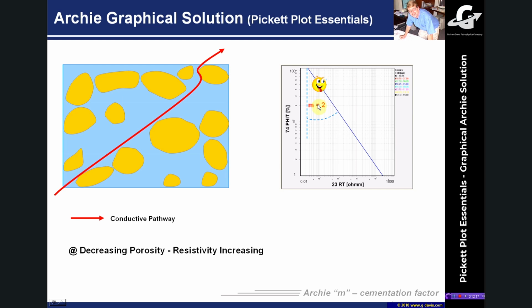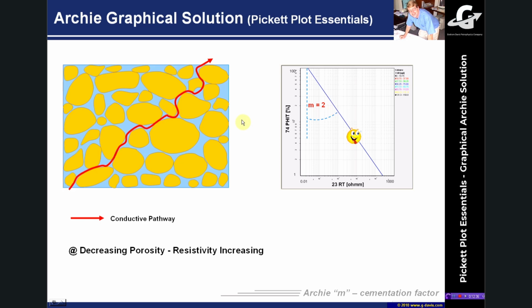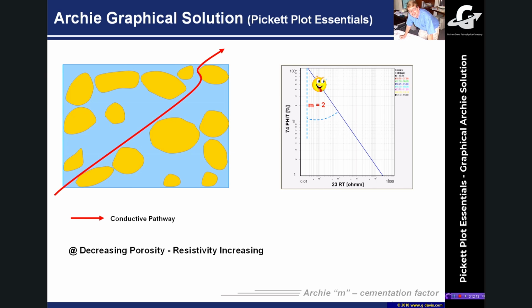Typically, if you use an M of 2, if you don't know anything else, you won't be too far out most times. So we just progressively increase the amount of rock in the way, i.e. decrease the porosity, and the current pathways are restricted, and you can see that the resistivity increases. And again, once we get to lower porosities, the current is restricted further. If I just quickly go back through that, as we get more and more rock, it gets more and more difficult for the current to flow through.